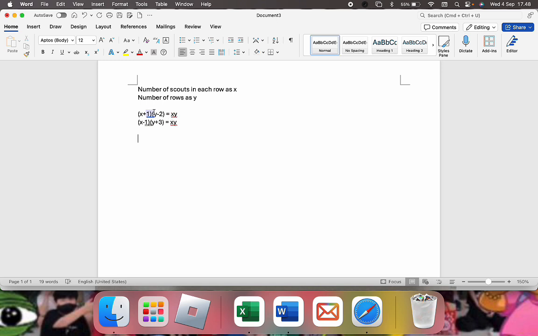Now that we have this equation, we just do the basic algebra stuff and we multiply it. So xy, so that would be xy minus 2x plus 1y, I'm not even going to write it because it's basically the same thing, minus 2 equals xy. And we do the same thing with the bottom, we multiply it. xy plus 3x minus 1y, or just minus y in general, minus 1 times 3, 3, equals xy.